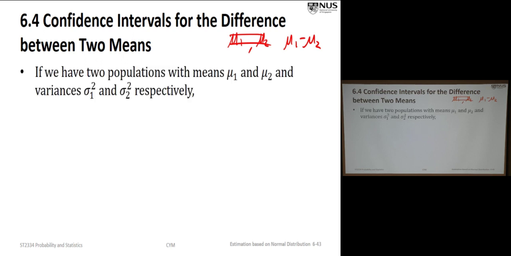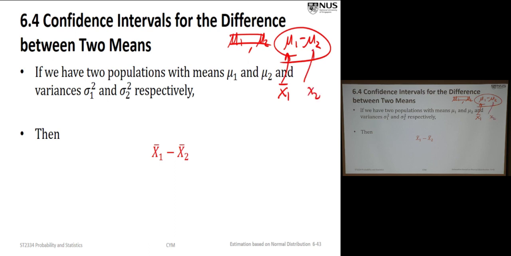Okay, so let's assume that you have two populations with means mu1 and mu2 and variances sigma 1 square, sigma 2 square. If we are interested in finding this, the first step is to look at a point estimate. So I will estimate mu1 by x1 bar, mu2 by x2 bar. So I will use this as a point estimator for mu1 minus mu2.